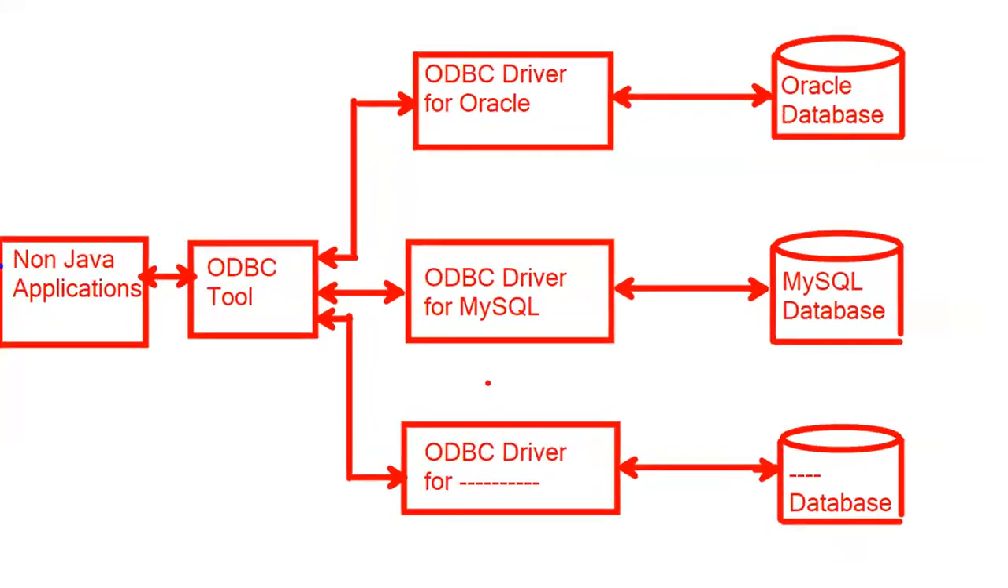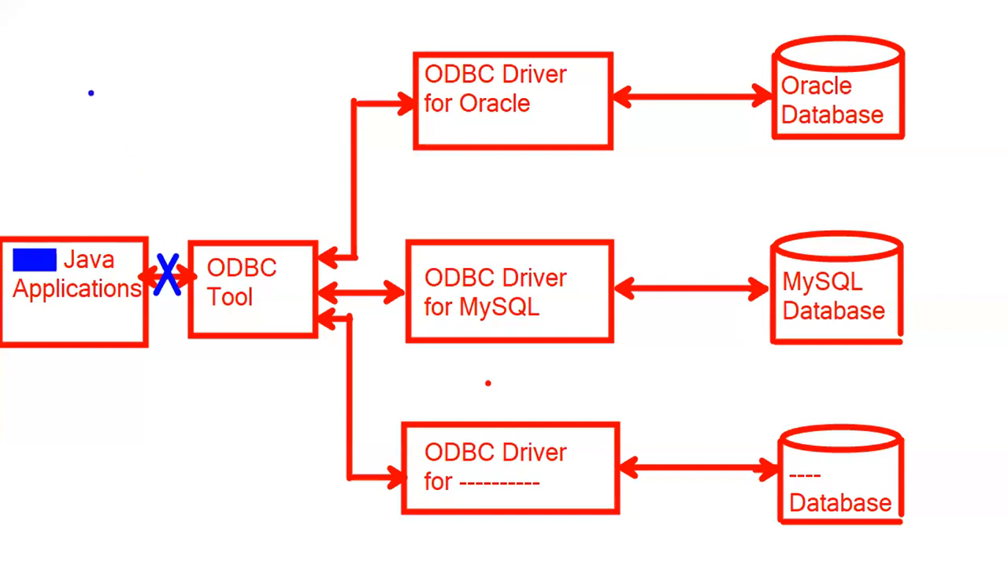Then what they did, in the same style, was non-Java plus Java. They used Java. The Java application, they connected to the ODBC tool, and here they selected one driver. They connected, but the connection failed right here.